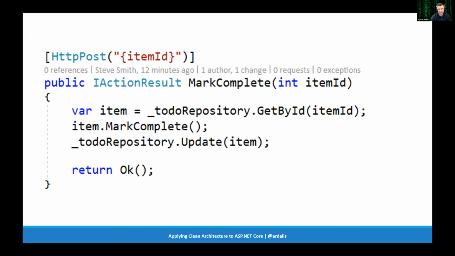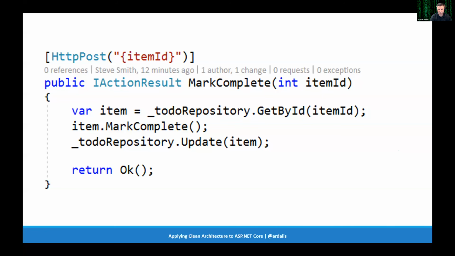So in this case, my API model is really just a primitive, right? It's just an ID. But that's what I get over the wire when they post, is they're telling me they want to mark item number 123 complete on the to-do list. All right, so in here, I'm going to go look up that item using a repository that was injected into the controller. I'll call a method on that entity, and then I'll update the entity in the repository so its new revised state gets updated in persistence. And then I return whatever. I return OK. In this case, I could return a DTO of the item in its new state if I wanted to. All right, so that's pretty simple.